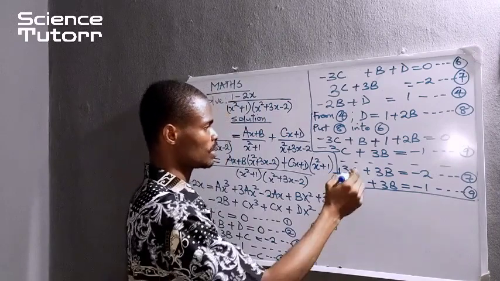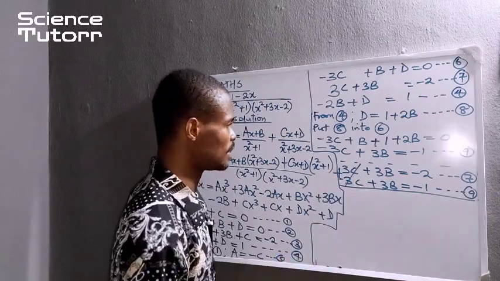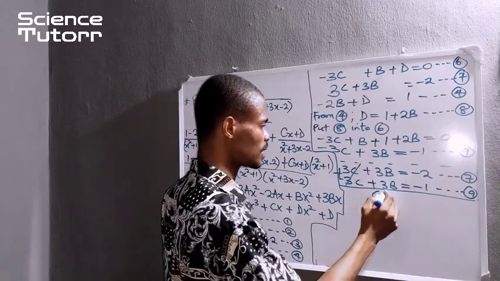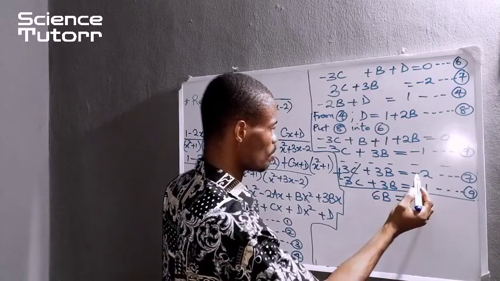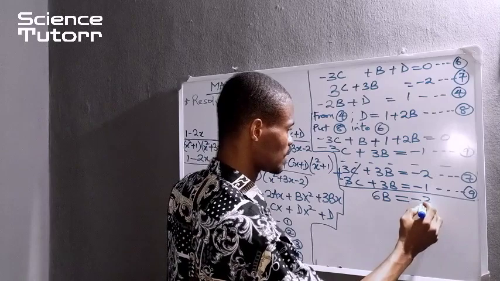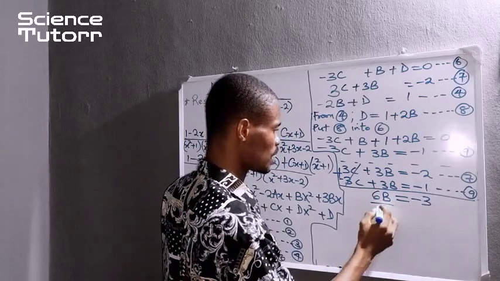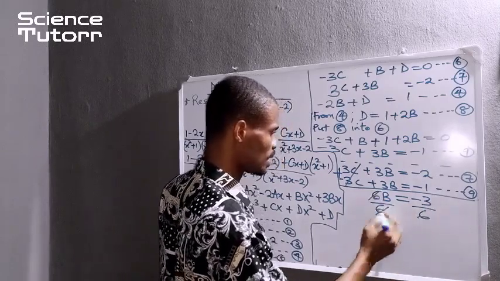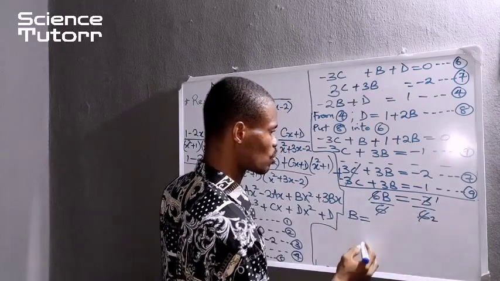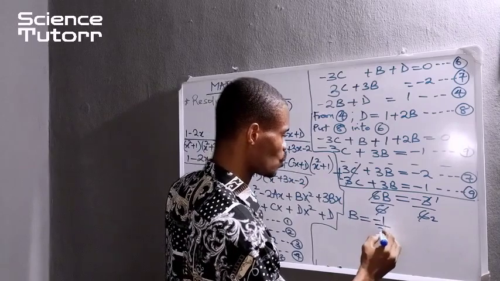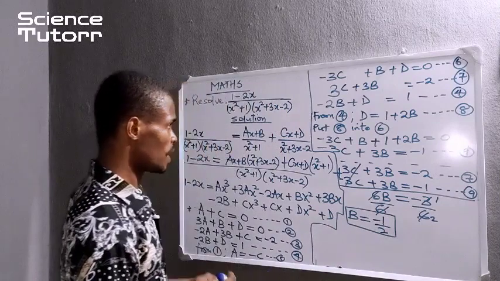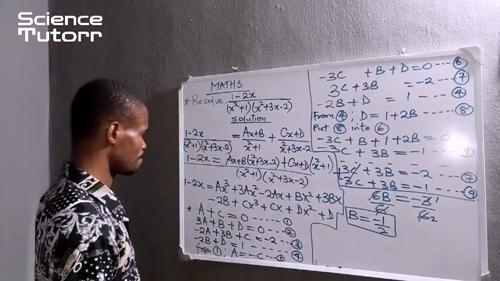Adding both equations simply terminates C. So I'm going to be having 3B plus 3B, which makes 6B to be equal to minus 2 minus 1, which gives me minus 3. At the end of the day, divide minus 3 by 6. 3 into 6 is 2, so we have B to be equal to minus 1 over 2. Value for B obtained.